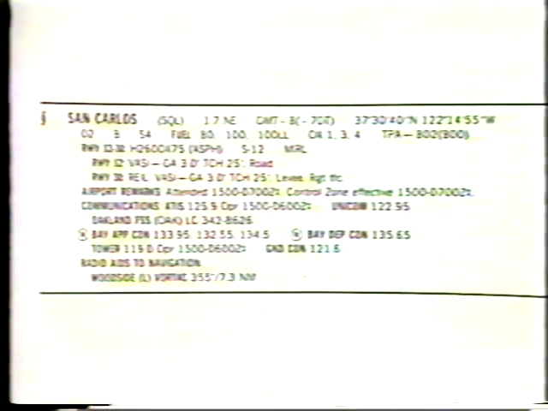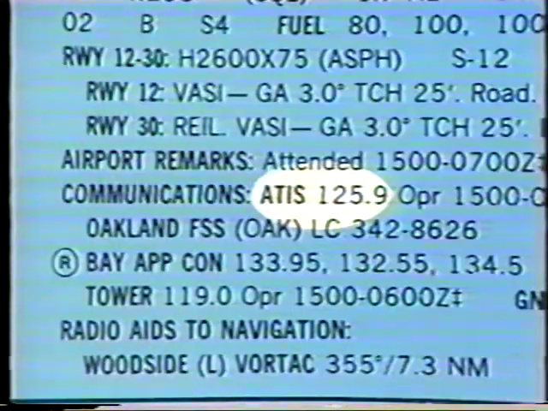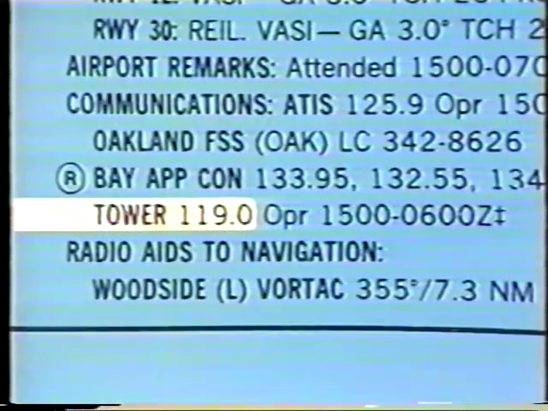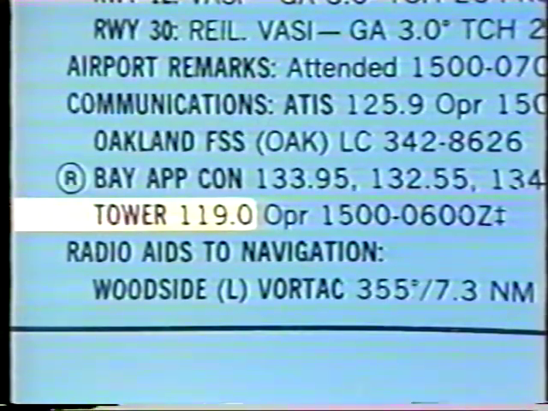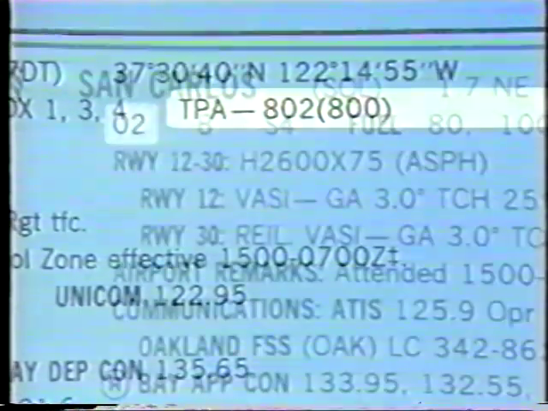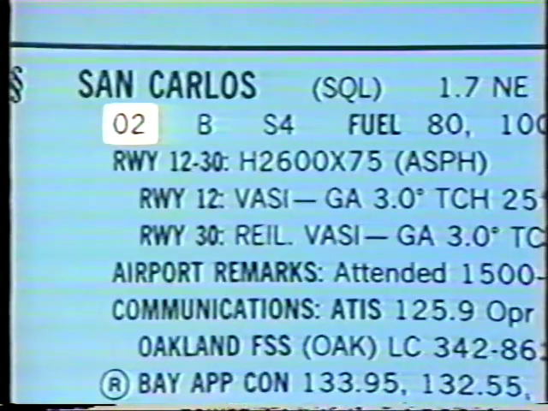The ATIS, Automatic Terminal Information Service, for San Carlos is 125.9. Enter on the chart. Ground control frequency, 121.6. Tower is 119.0. Traffic pattern altitude is 800 feet MSL. Elevation, 2 feet. Look for any other information which may be of importance to your flight.